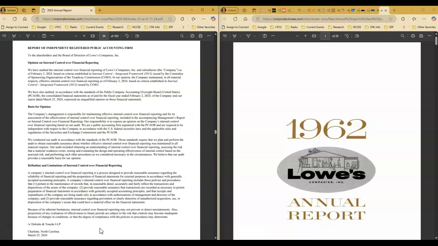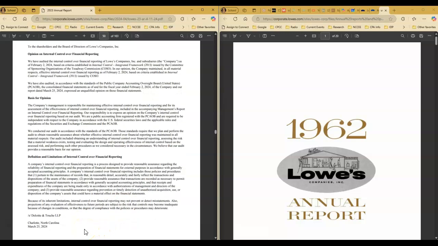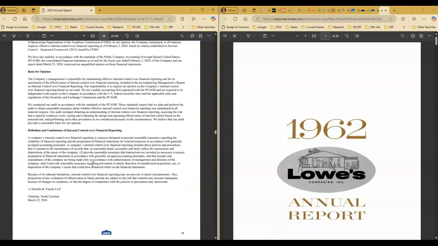Okay? And this is the information that the auditor put out. Now, I'm not going to read all of this to you, but there is one sentence in this. So notice, there's an opinion on internal controls over financial reporting. So they've looked at the internal controls and said, it looks good. They've got processes in place that will get them accurate information. The basis for the opinion, they tell us what they did. And then the definition and limitations of internal controls over financial reporting.